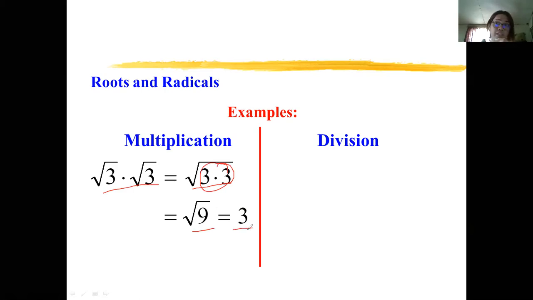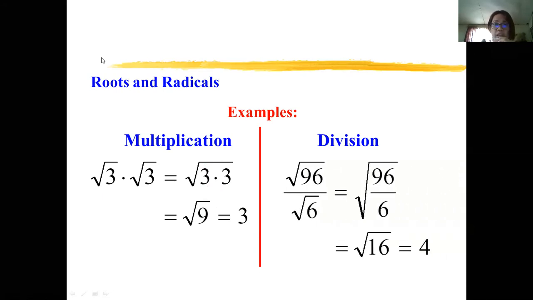Again, you have two answers in here. It could be positive and negative 3. But I want you to give me the principal square root in this given situation. So let's do the division. Square root of 96 over square root of 6.